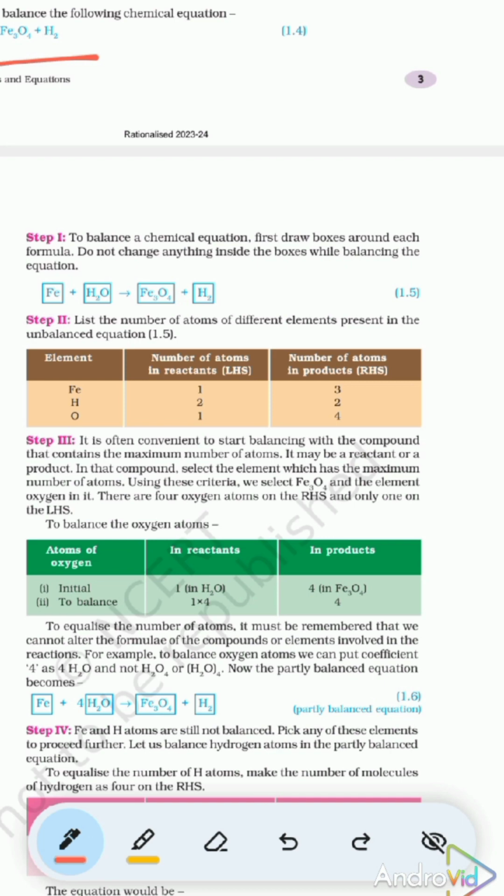So for that, initially there are 4 in the RHS, and hence we have to multiply by 4 in the LHS to get 4. Initially we are having 1 in reactants and 4 in Fe3O4 for oxygen only. We are first balancing the oxygen atoms. So we are multiplying by 4 in the reactants to get 4. Now the overall equation becomes Fe plus 4H2O gives Fe3O4 plus H2. Now the equation is partly balanced.